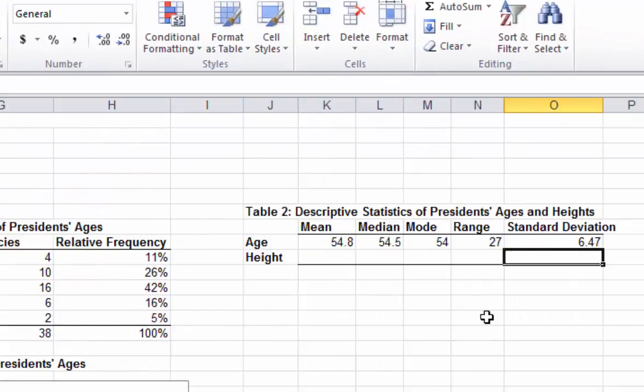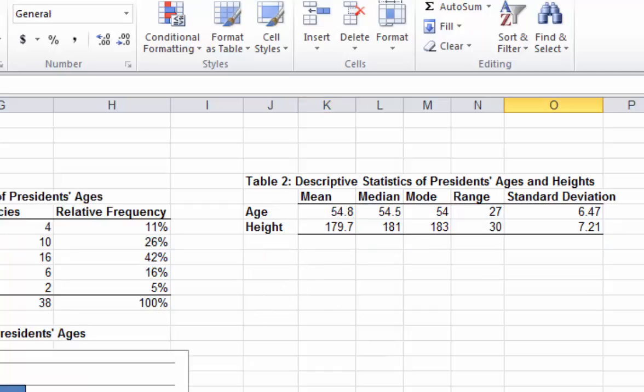6.47. So that is the average variability from the mean. So the mean we know is 54.8 or 55, and so that means on average the ages vary around the mean by around 6.47. So that's what that refers to. Standard deviation is the most popular measure of variability and an extremely important statistic, or parameter in this case, since it's a population.